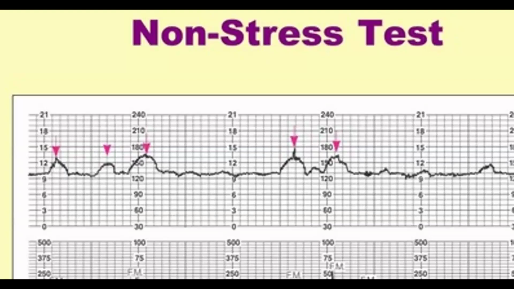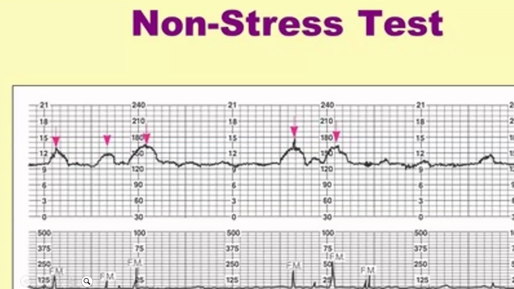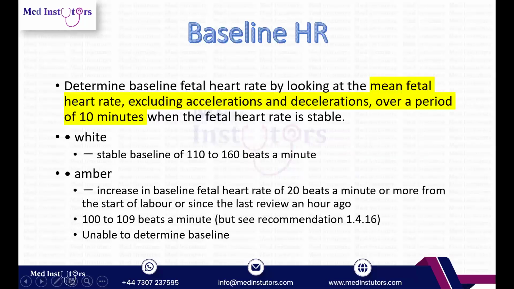Now, next, let's look at what is supposed to be white and what is supposed to be amber. As I said, the normal heart rate is between 110 to 160 beats per minute. Amber here would be an increase in baseline from what it was by 20 beats per minute, if it is between 100 to 109, and unable to determine baseline.